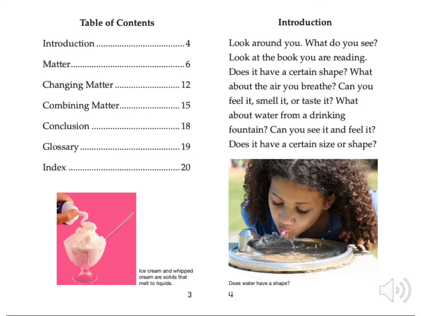Introduction. Look around you. What do you see? Look at the book you are reading. Does it have a certain shape? What about the air you breathe? Can you feel it, smell it, or taste it? What about water from a drinking fountain? Can you see it and feel it? Does it have a certain size or shape?